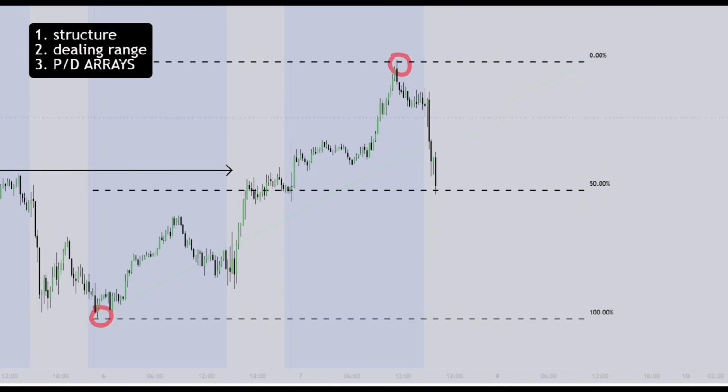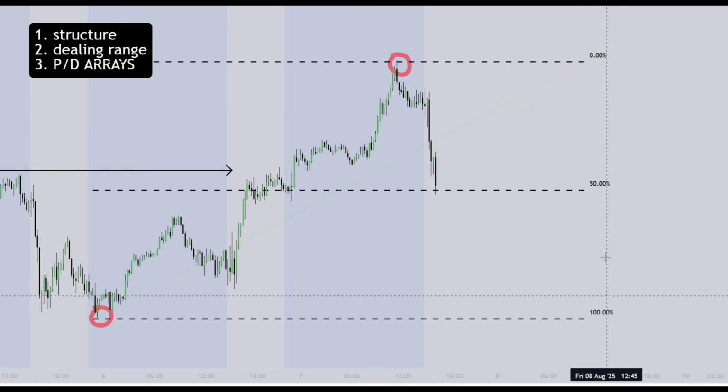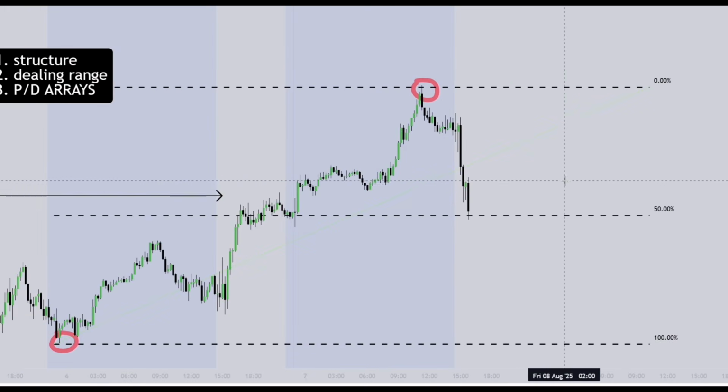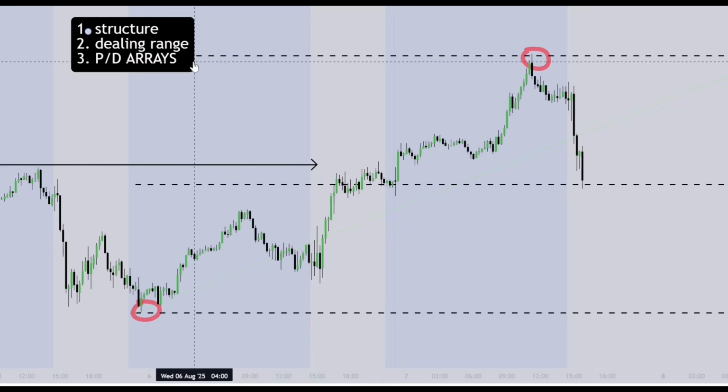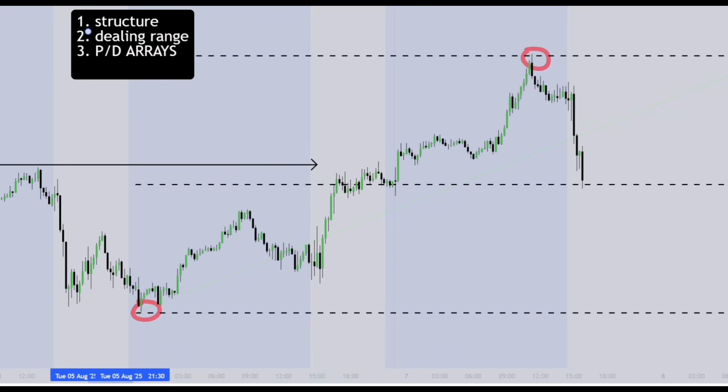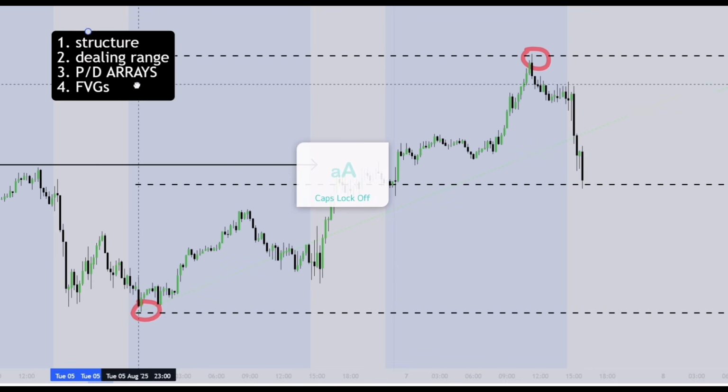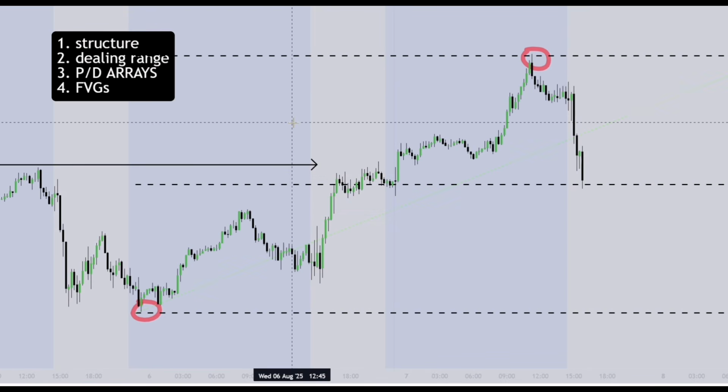Now that we have the premium and discount arrays over here, anything above the 50 is a premium, anything below is a discount, and we're looking for 15-minute fair value gaps. Specifically, I'm going to be breaking down a buy trade you could have taken last week, or how to use the 4-pillar approach. The 4-pillar approach is now, number 4 is fair value gap. I'm just going to write FVGs for short. Fair value gaps are essentially imbalances, inefficiencies.